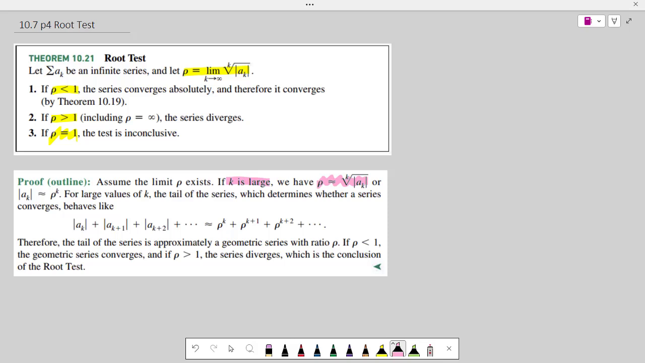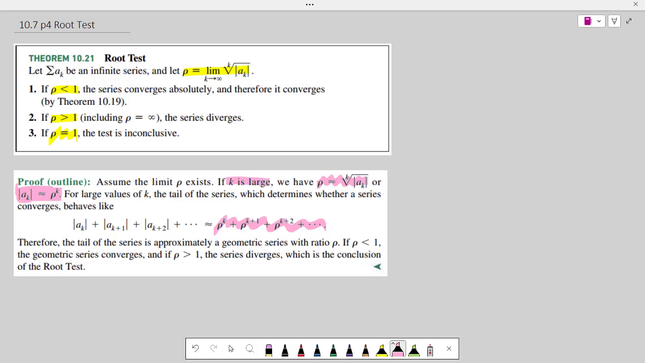Okay, if it's equal to the kth root of a sub k, you can raise both sides to the kth power, and here is what we have. This says that a sub k is about equal to, so out in the tail of the series, a sub k is about rho to the k, which means a sub k plus 1 is about rho to the k plus 1, which means a sub k plus 2 is about equal to rho to the k plus 2. Once again, geometric series with a common ratio of rho.